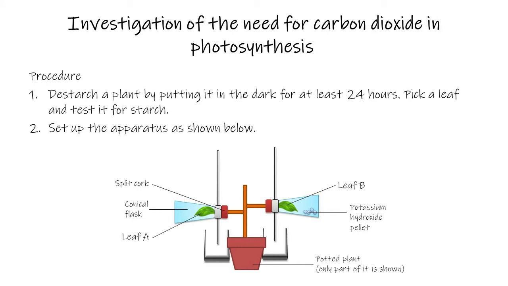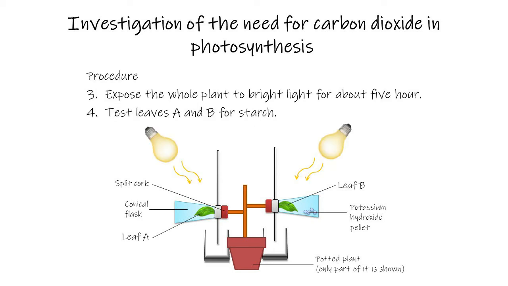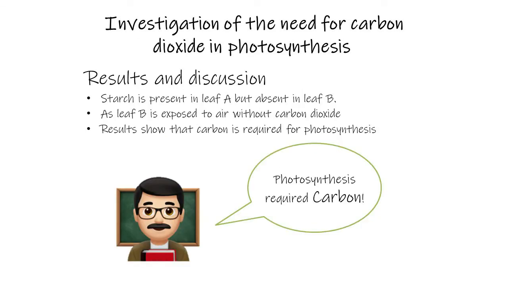First, destarch a plant by putting it in the dark for at least 24 hours. Pick a leaf and test for starch. Secondly, set up the apparatus as shown. Third, expose the whole plant to bright light for about 5 hours. Then, test the leaves A and B for starch. Starch is present in leaf A but absent in leaf B. As leaf B is exposed to air without carbon dioxide, the results show that carbon dioxide is required for photosynthesis.